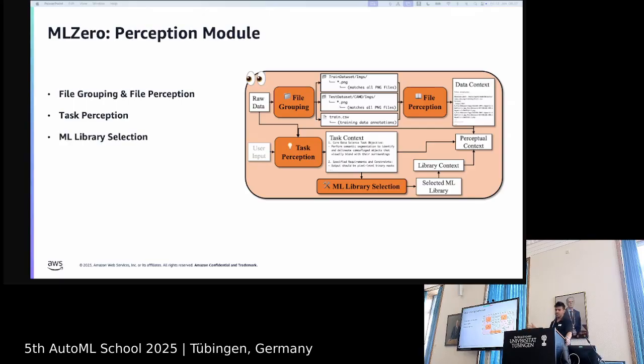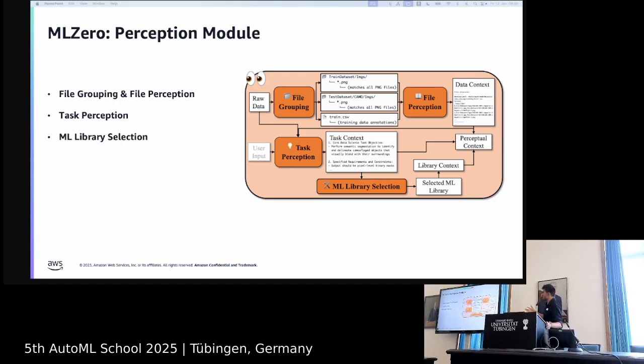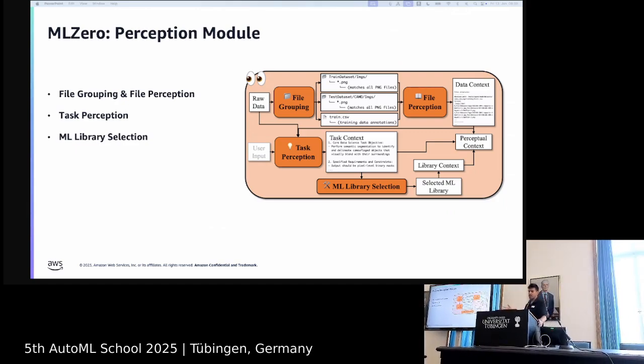And the third and final step, once you have that document ready, you can pick and select a specific ML library. We have a list of libraries which are already registered. You can add more if you want to, but out of those, depending on what kind of task you have, you just pick one, and that's the job of the ML library selection agent. So that's the first module, the perception module.